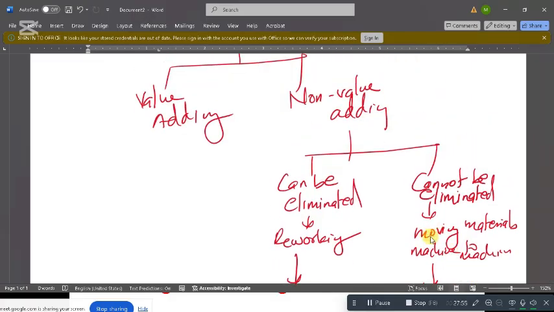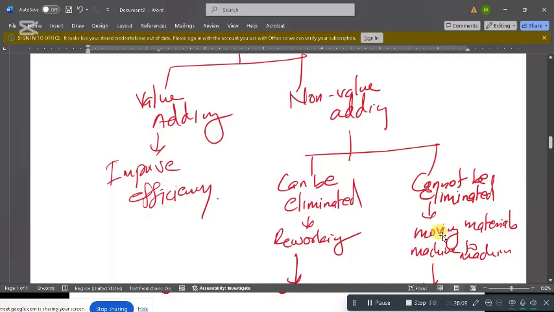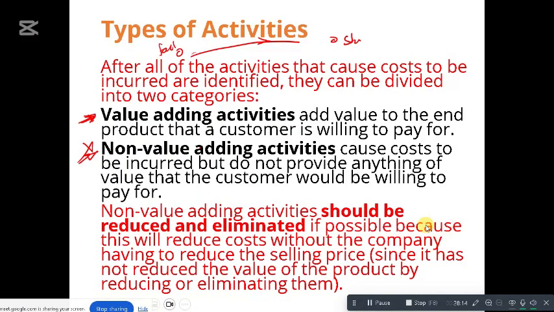Value adding activities, what do we do? Improve the efficiency. See how efficiently you can do it with less effort, with less input. How we can get the work done is for value adding activities. Now that's what they are explaining here. Non-value adding activities should be either reduced or eliminated. Eliminated if possible.